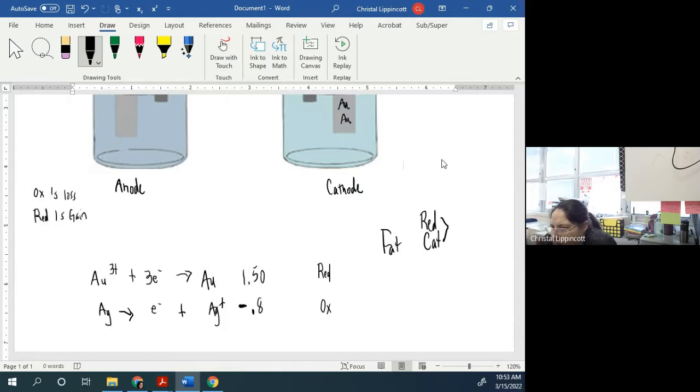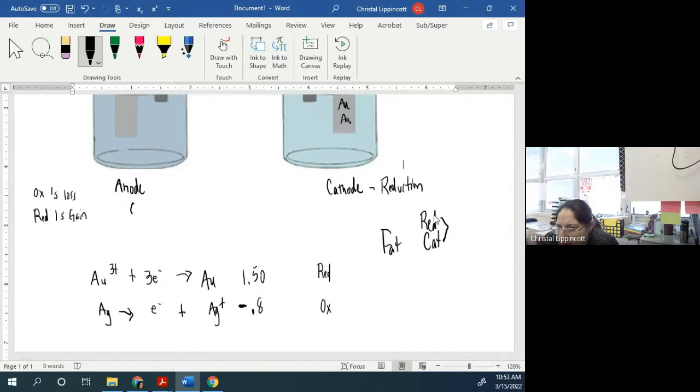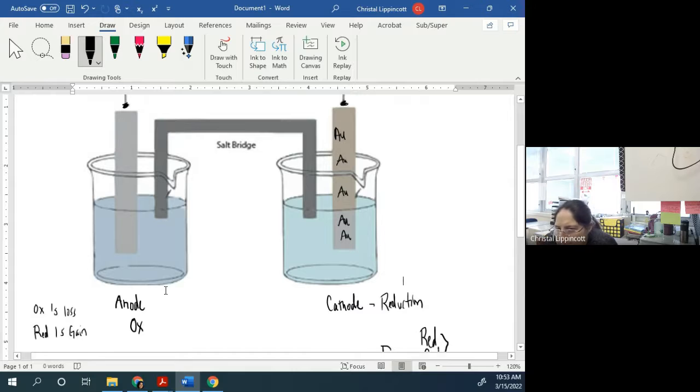Okay, so this is where the reduction is taking place. My anode then is an ox. So this is where my oxidation is taking place, and we determined that that's taking place with silver. Everybody cool with that?